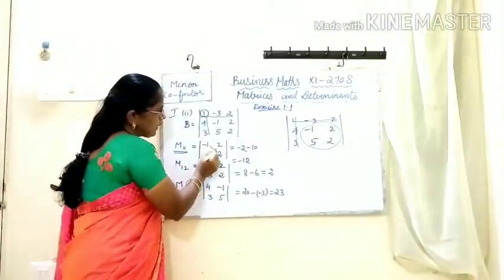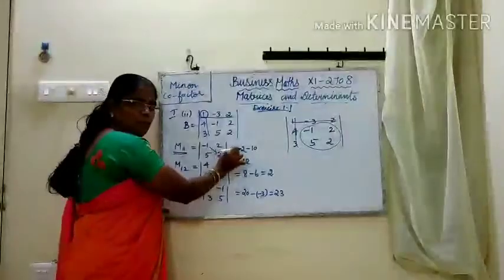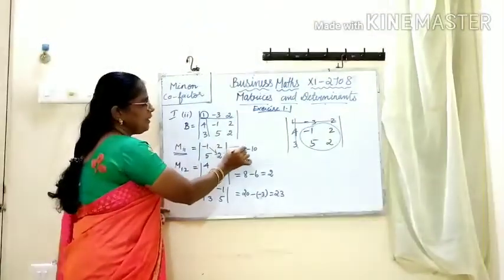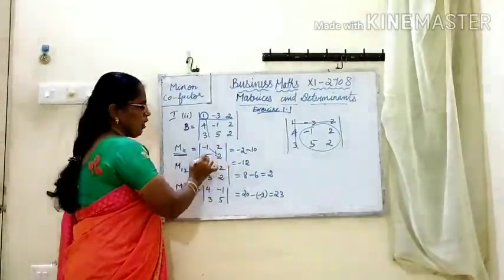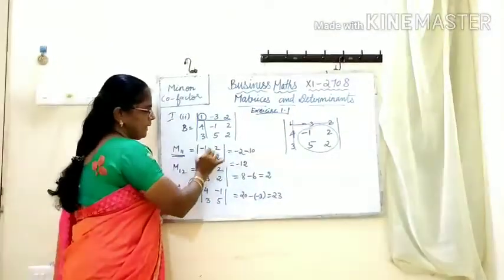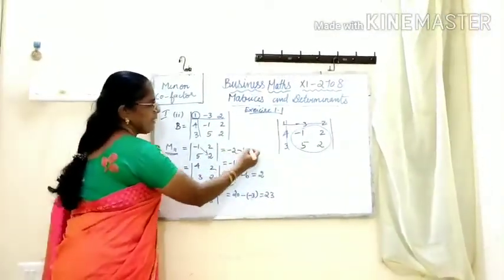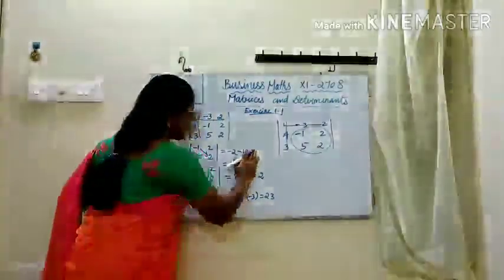Now cross multiply it. Minus 1 into 2 is minus 2. 2 fives are 10. Here we put a minus, according to the formula. So minus 2 minus 2 fives are 10, so we get the answer minus 12 here.